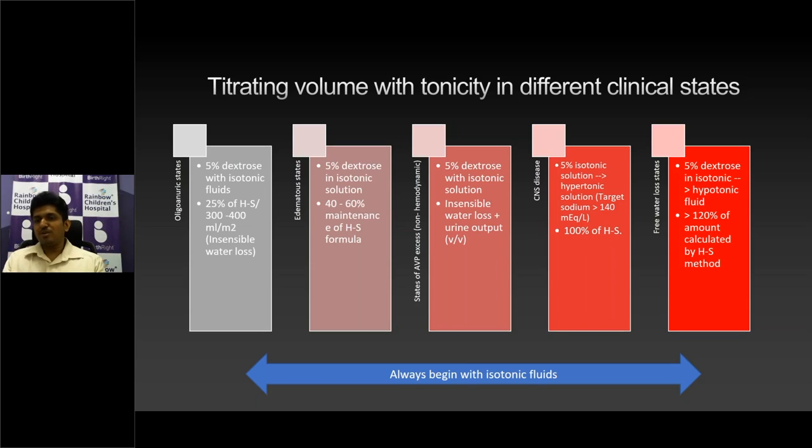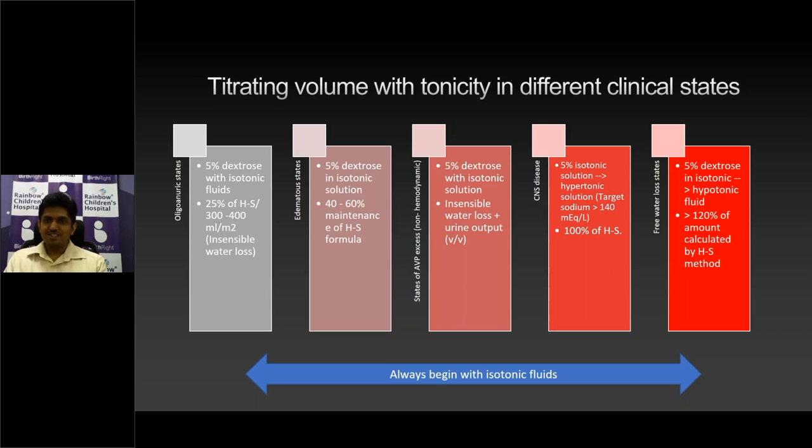And if the requirement is more, then you replace it with the urine output. Suppose your urine output is more than 3 to 4 ml per kg per hour, the excess loss you replace with urine output. But usually if there is an AVP excess state, you won't have that high a urine output.